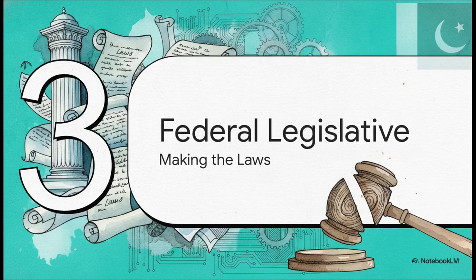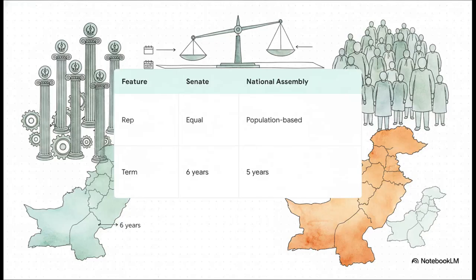Okay, Section 3, the federal legislative branch, making the laws. To actually make the laws of the land, the parliament splits into 2 distinct houses. Think of it like a massive balancing scale. The lower house, the National Assembly, represents the people directly. Its seats are based purely on sheer population size. This means a densely populated province like Punjab has a massive presence here, and these members serve 5-year terms.